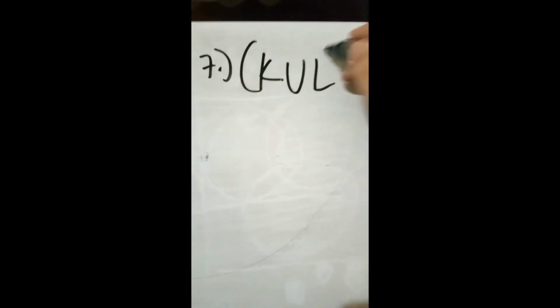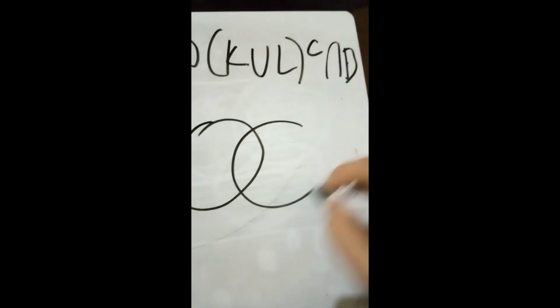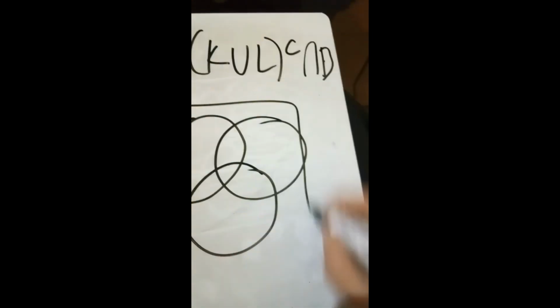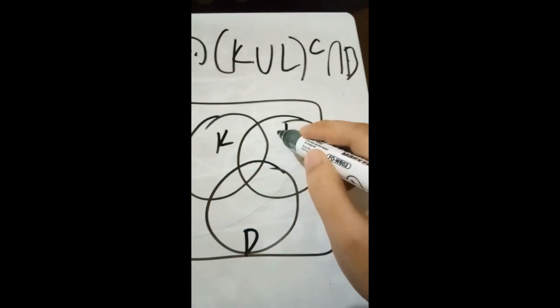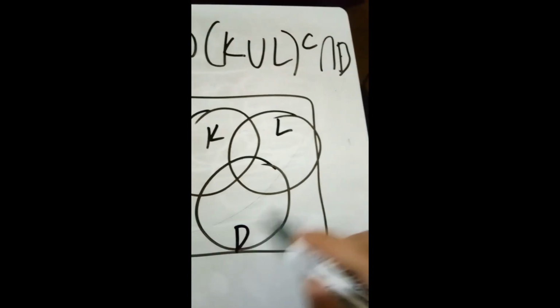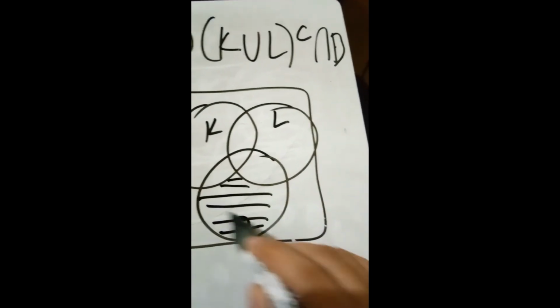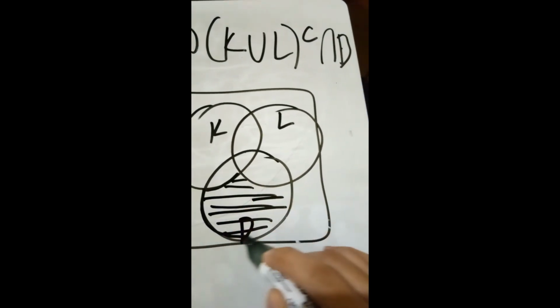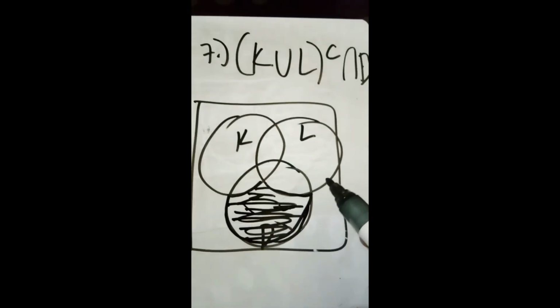Next, number 7. So for number 7, it is K union L complement intersection D. K, L, D. K union L complement, not daw. So outside. Then you're going to intersect it with the set D. Ayan. So ito lang. Dito lang na portion. So itong buong to, that is your number 7.